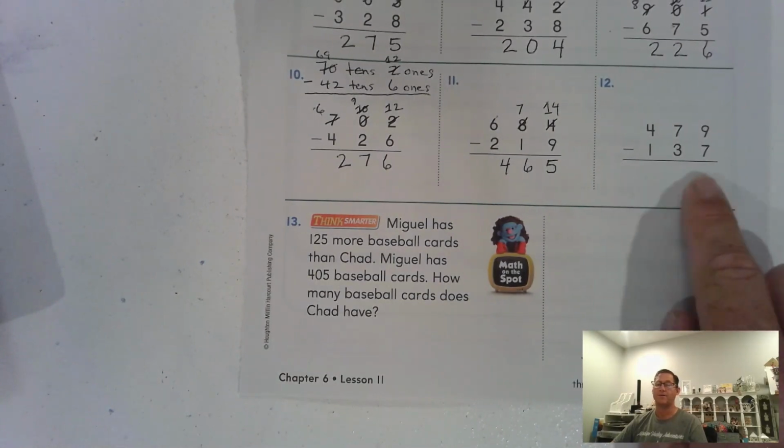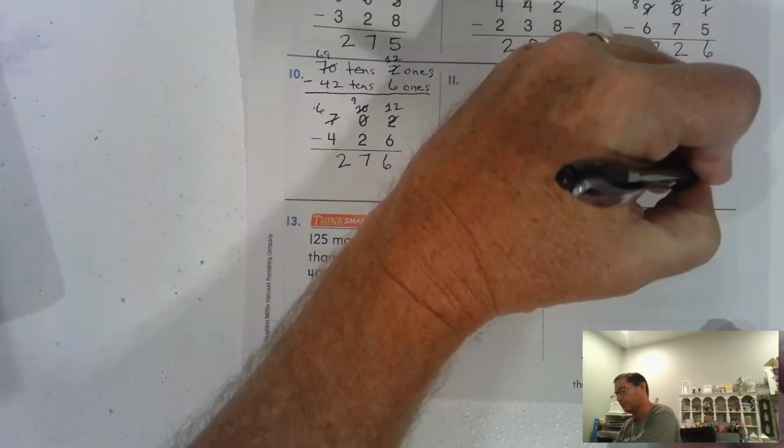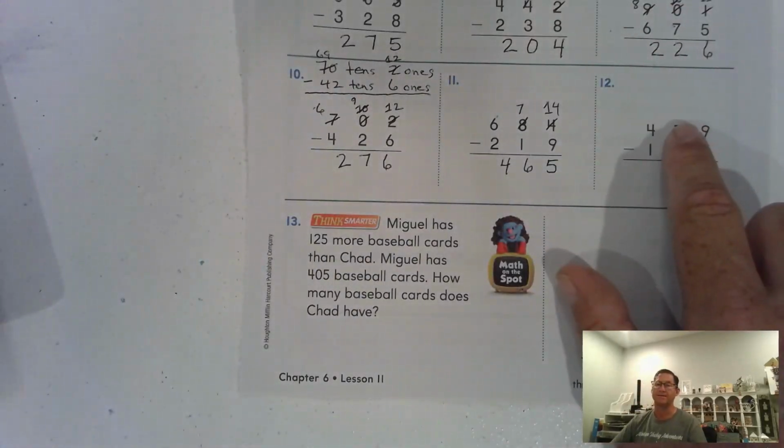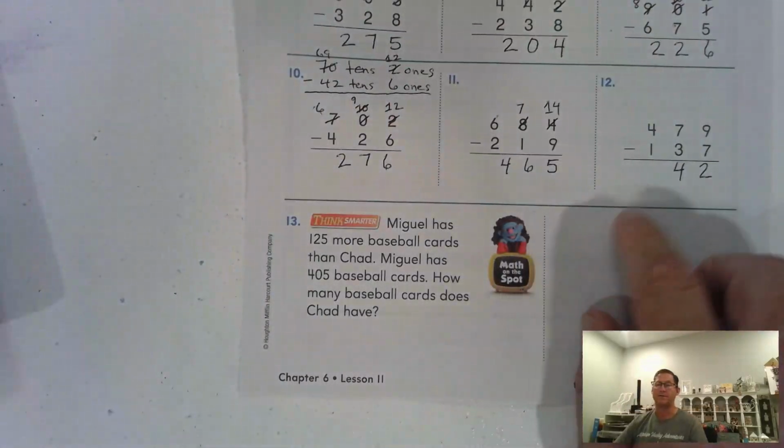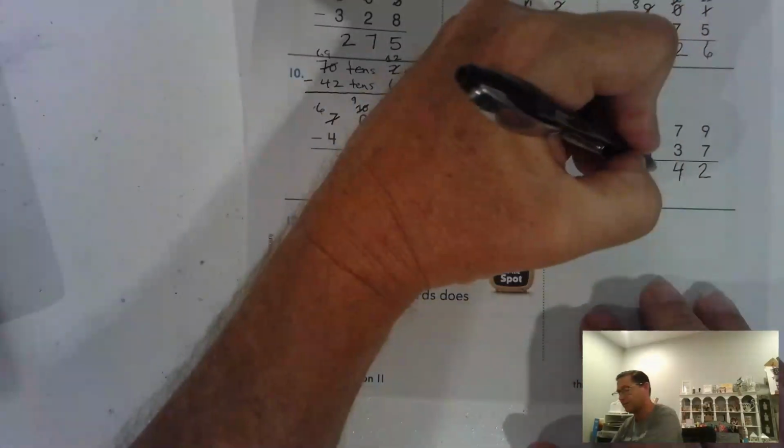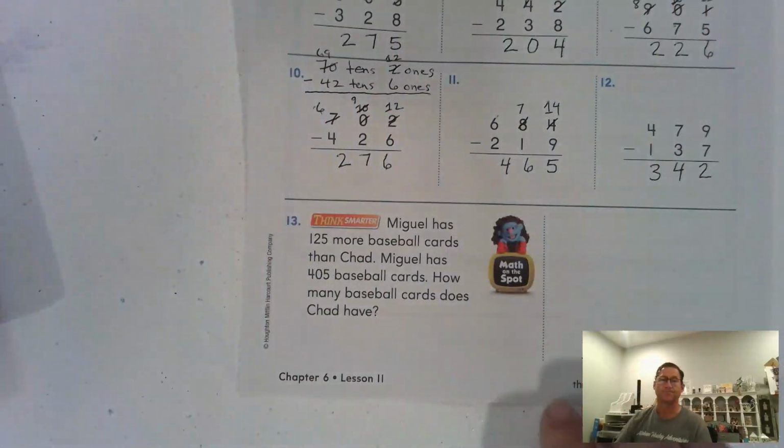473 take away 137. 9 ones take away 7 ones. We can do that without regrouping. 7 tens take away 3 tens, 4 tens. We can do that without regrouping. And 400 take away 100, 300.